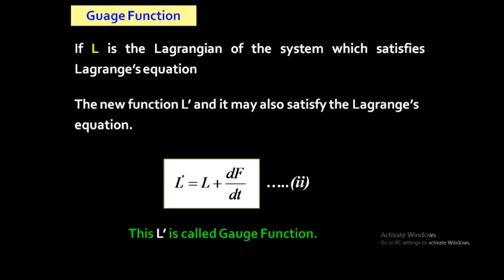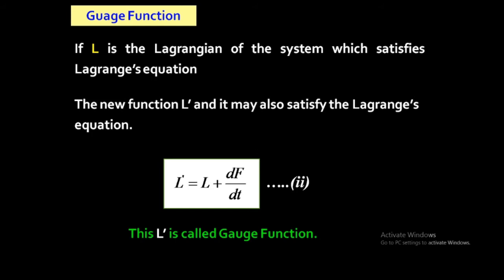If I take the derivative of the arbitrary function and add it to the Lagrangian of the system, the total expression that comes is L dash. L dash means L plus df by dt. So L dash is called the gauge function. What is a gauge function? L plus df by dt is the gauge function.